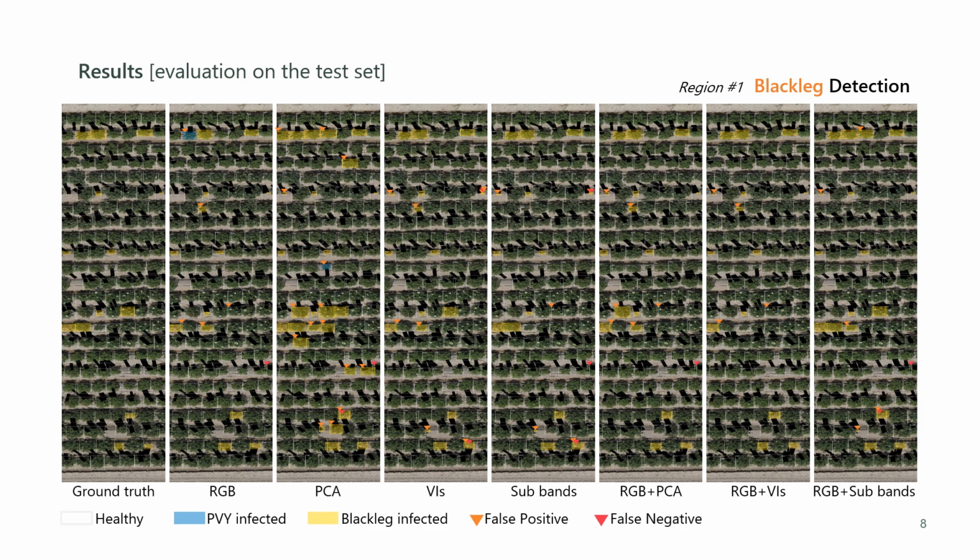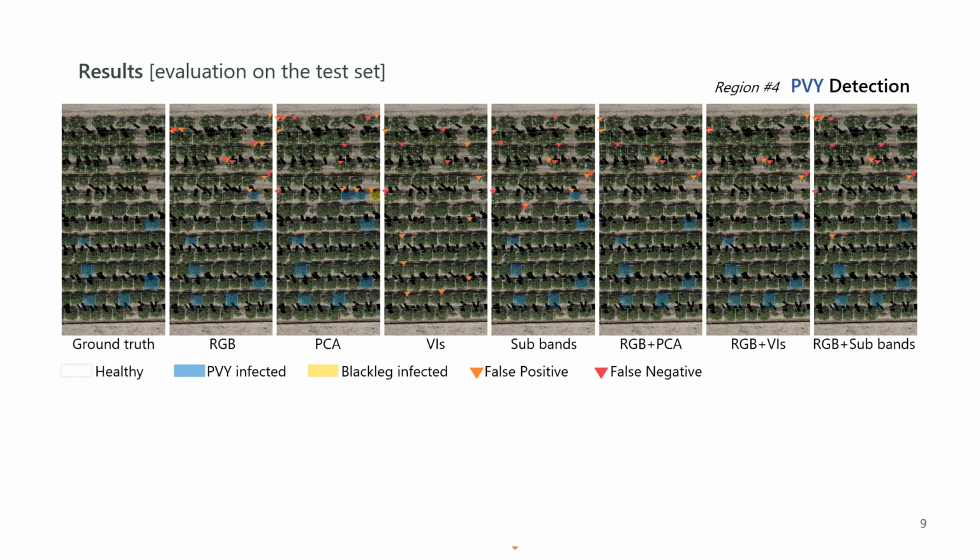Here are some visualization results. Blue boxes and yellow boxes indicate PVY infected and black leg infected plants respectively, while orange and red triangles represent false positives and false negatives. Here are the results from black leg infection subregion 1. These are the results from PVY infection subregion 4.